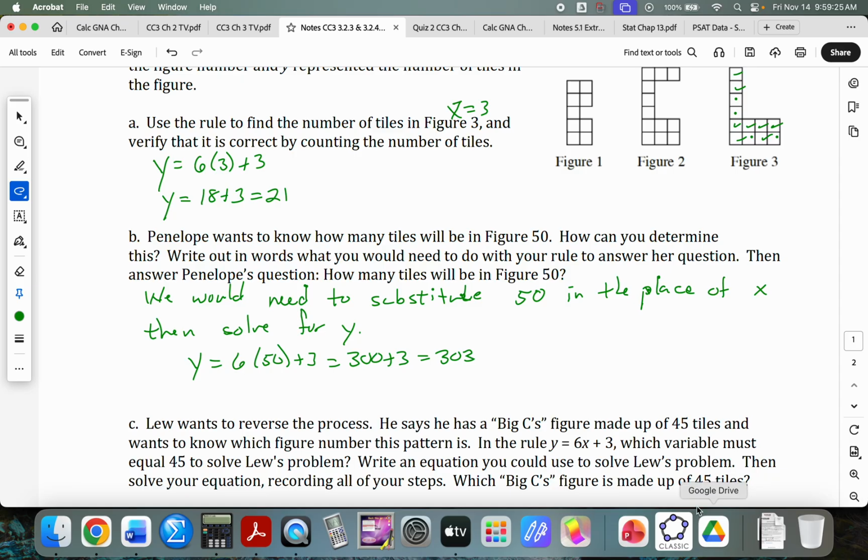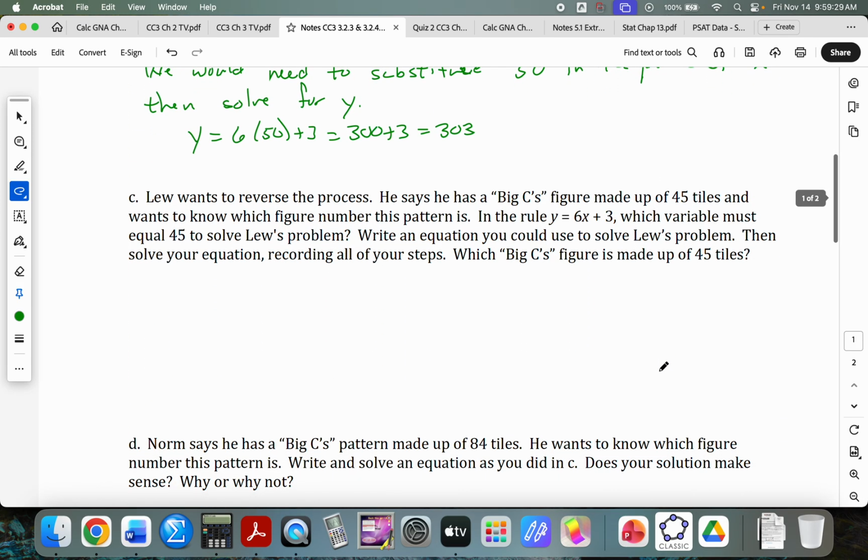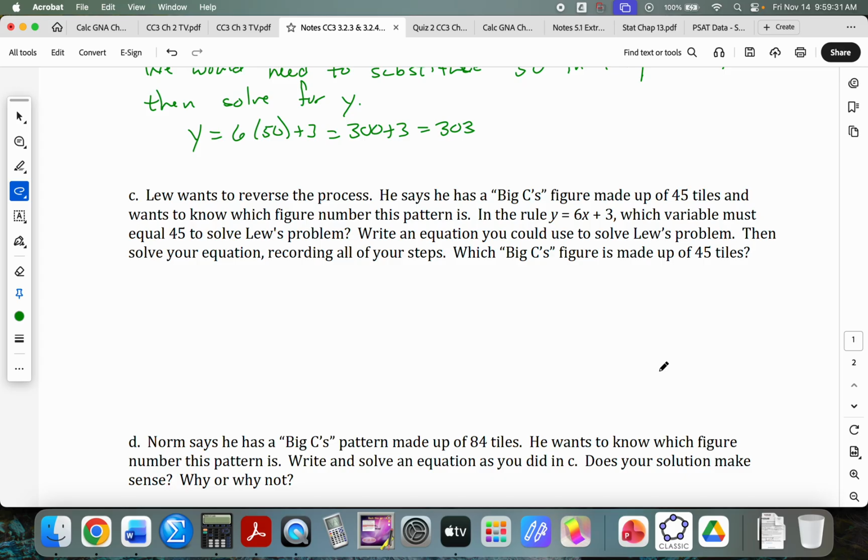All right, so now Lou wants to reverse the process. He says he has a big C's figure made up of 45 tiles and wants to know the figure number in this pattern. In the rule, y equals 6x plus 3, which variable must equal 45 to solve Lou's problem? Which is it? Y. It's got to be the y.